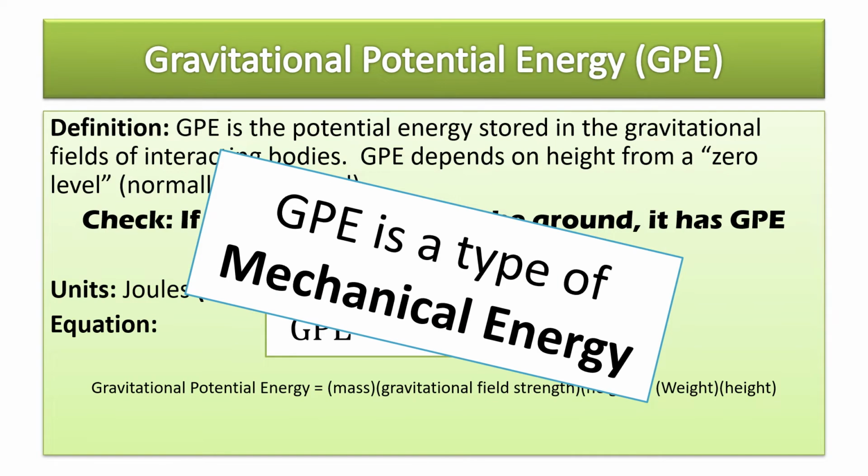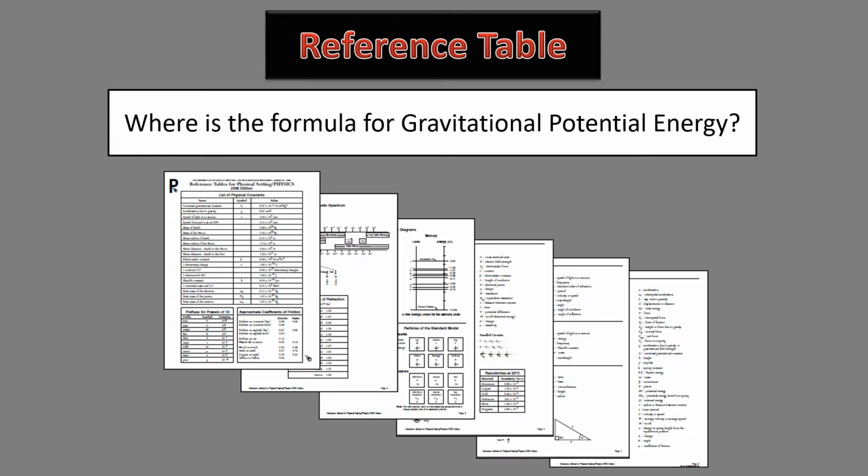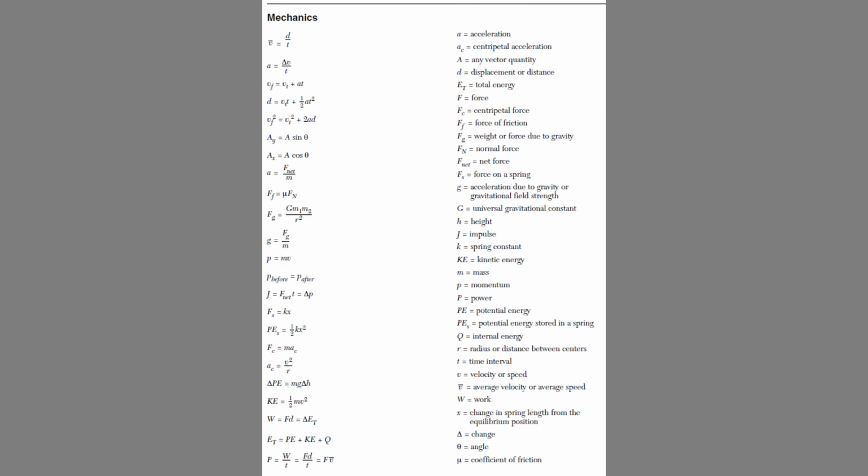Again, remember, gravitational potential energy is just a type of mechanical energy. So where is the formula for GPE? It's on the back of the reference table, as you might have guessed, but if you're looking for GPE, I steered you in the wrong direction. All right, remember, it's delta PE in your reference table.